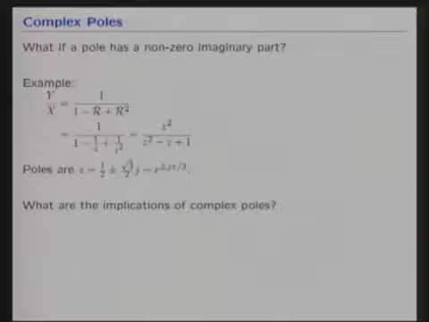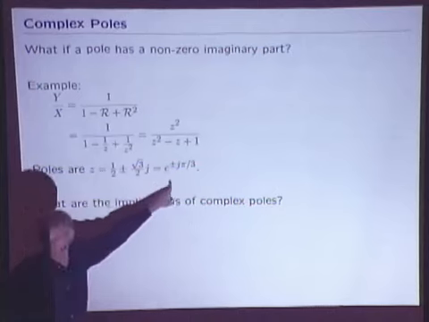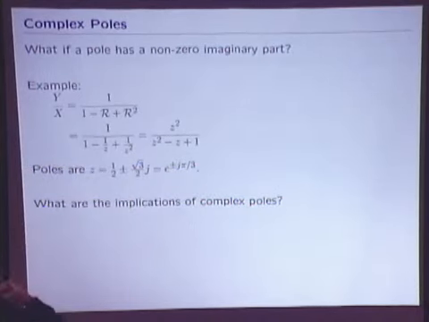OK, one more thing to talk about today, and that is what happens when things are complex. You can make a terribly small change to the system functional. Here, all I've done is changed one sign from the Fibonacci system. And the result is complex roots. So what's it mean to have a system that has complex poles?